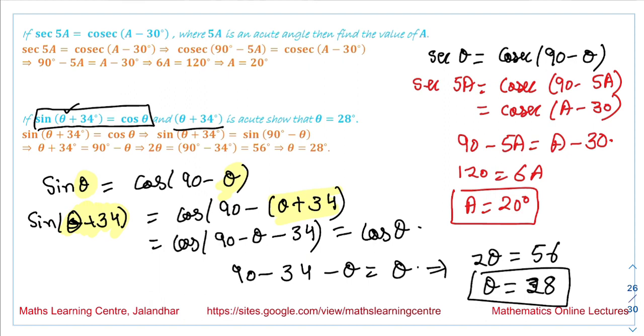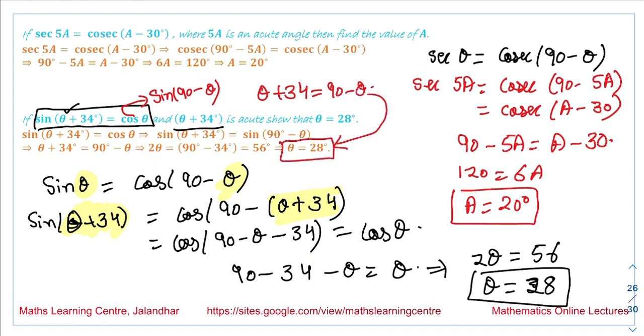Another way to solve this question is that in place of cos theta, you can write sine of 90 minus theta. So what you will get is that theta plus 34 is equal to 90 minus theta. And on solving this, you will get the answer theta is equal to 28 degrees.